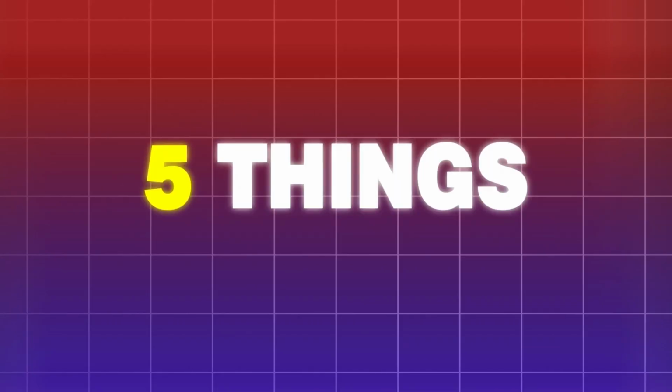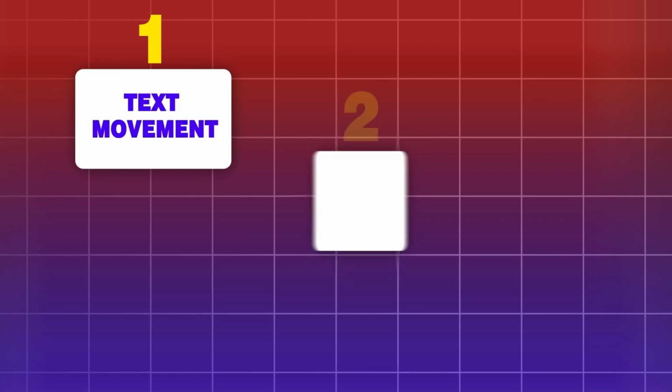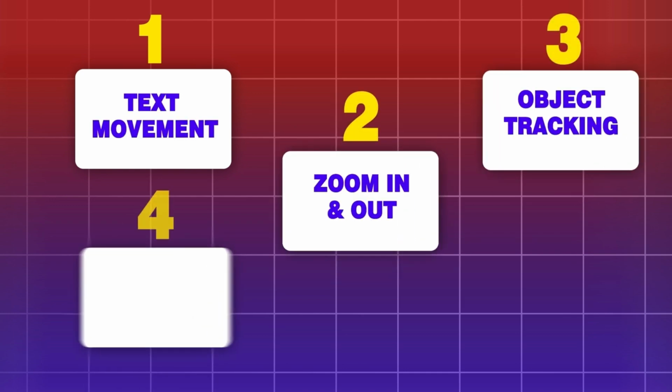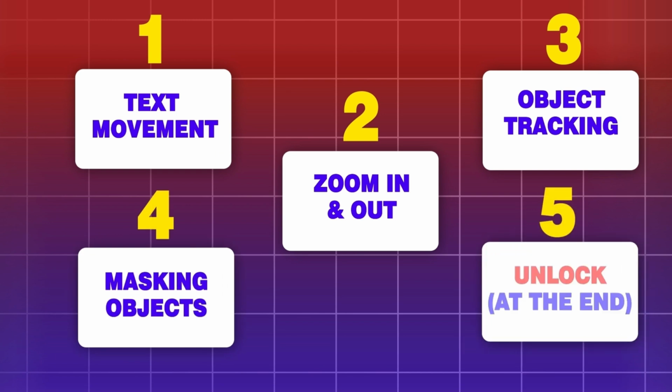So there are 5 things we're going to cover in this video. 1. Text movement. 2. Zoom in and out. 3. Object tracking. For masking objects. If you want to know number 5, watch till the end of the video.